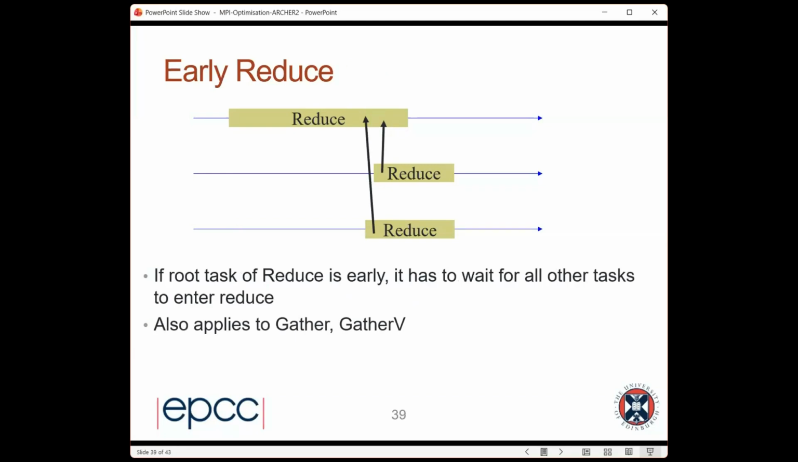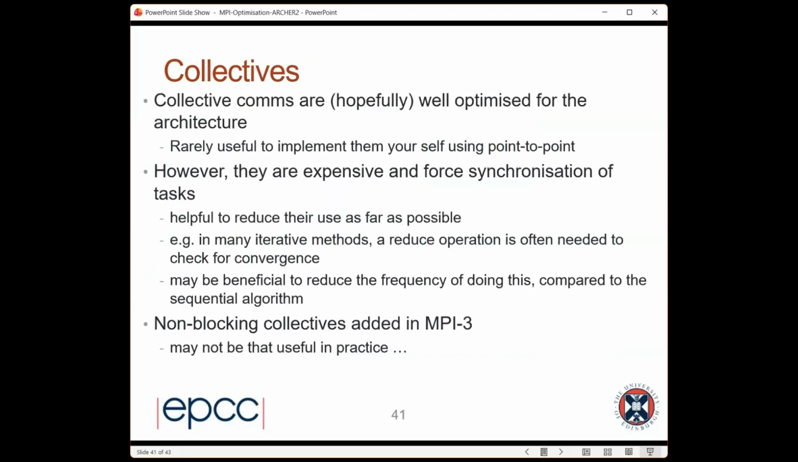And there are others, like early reduce and all-to-all, and I'm not going to go through them all. But again, because collectives imply synchronization in almost all cases, if all the processes don't call the collective at the same time, you end up spending a lot of additional time in them. Collective communications are hopefully well optimized for your architecture. They are expensive and force synchronization. As we've said, a simple way of saving time is to do it less often. That may or may not be possible according to your algorithm.